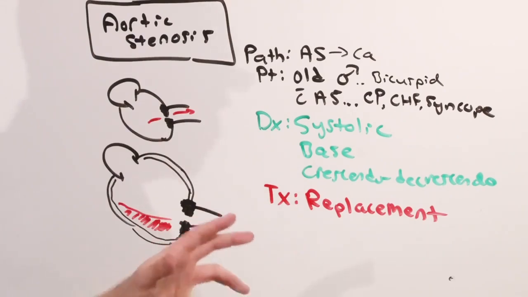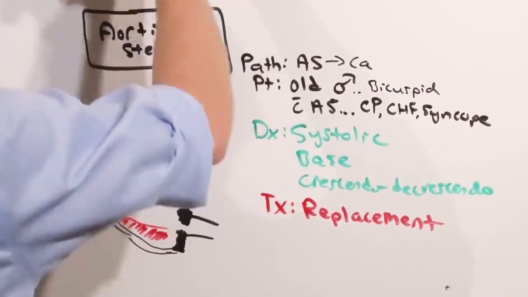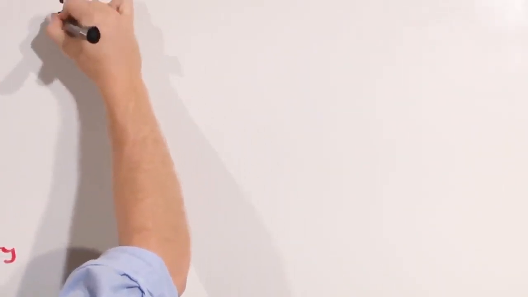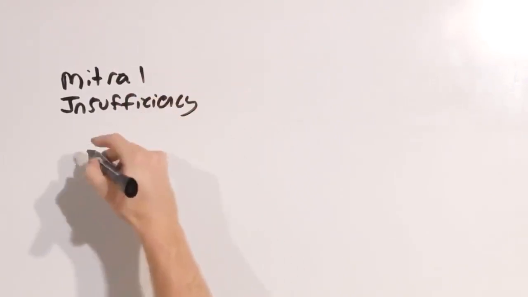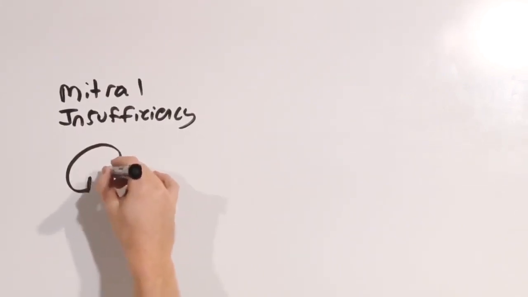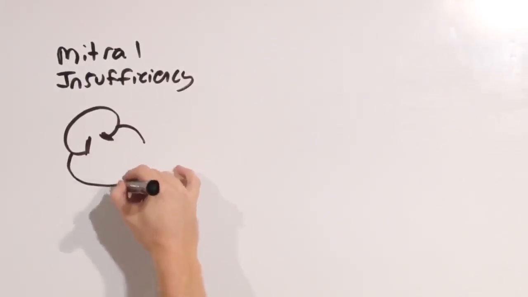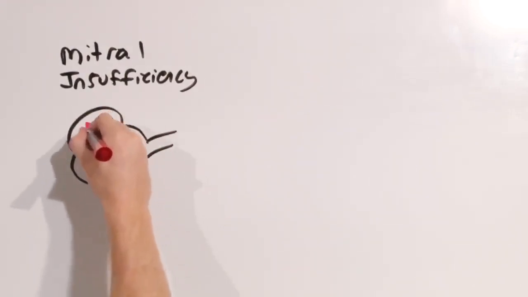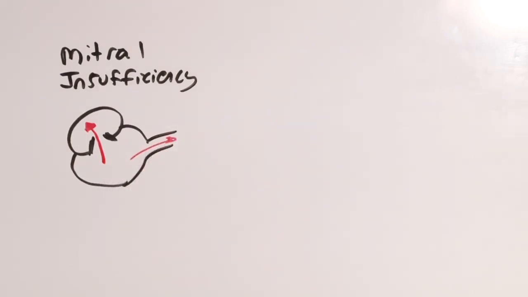Finally, we're going to conclude with the other systolic murmur, back to the mitral valve, mitral insufficiency. In mitral insufficiency, the mitral valve leaflets don't come together. And this causes blood to leave the ventricle both through the mitral valve and through the aorta, and it will take the path of least resistance.